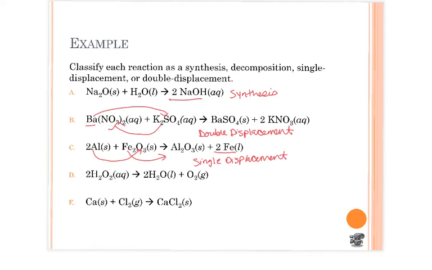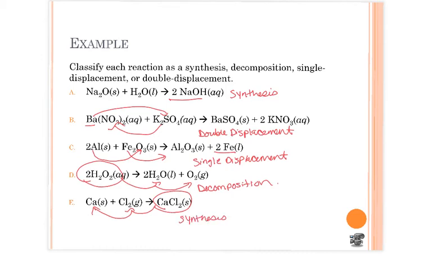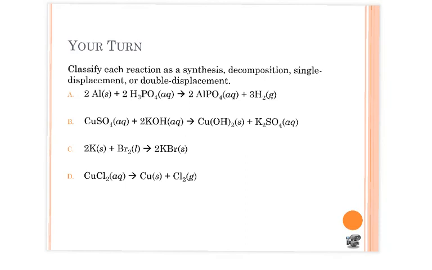Here we have one reactant that breaks down into two or more products. So this tells us that it's decomposition. In E, we have one product coming from two or more reactants. So that means it's a synthesis. Okay, go ahead and give this a try. Classify each reaction as a synthesis, decomposition, single displacement, or double displacement.